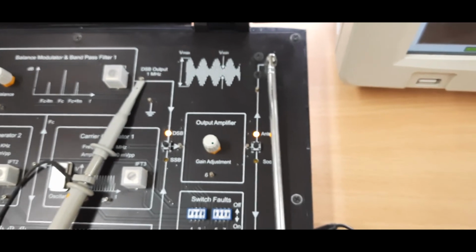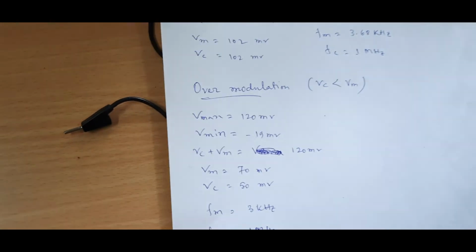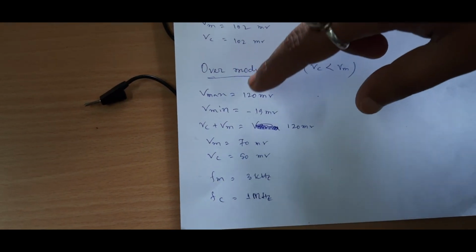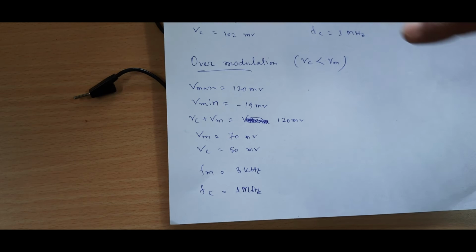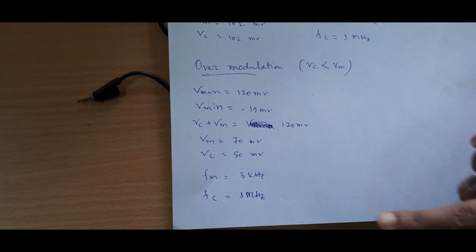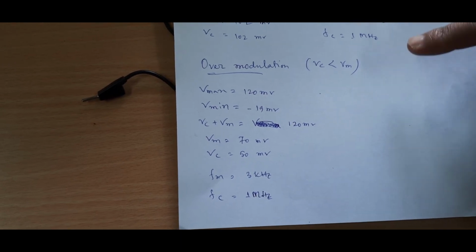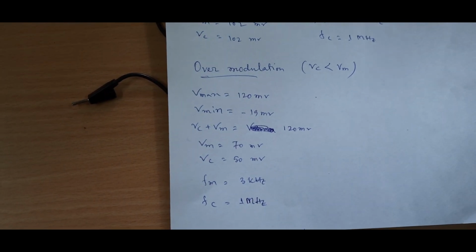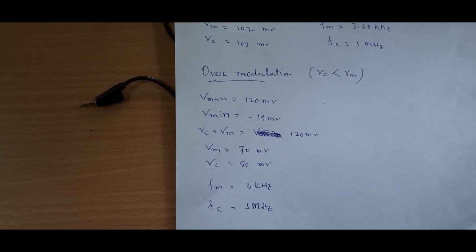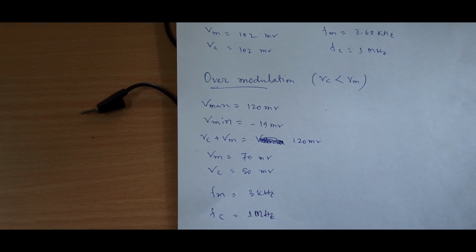Okay, so you see here, this is the reading for over modulation. Here you see Bmax is given, Bmin is also there, and then find the Bc and Bm, and the frequency is the same. Okay, in this way we generate the AM signal and transmit the signal. Okay, thank you.